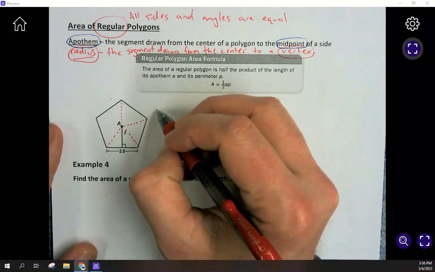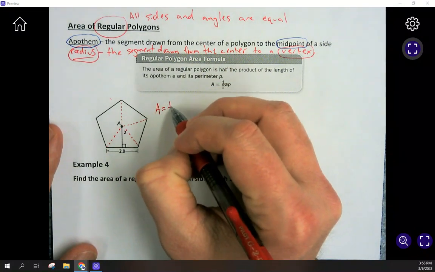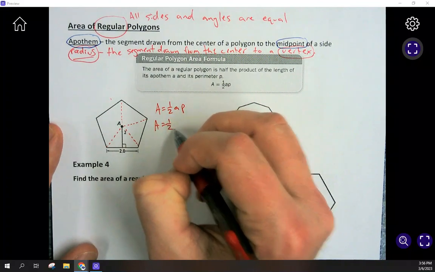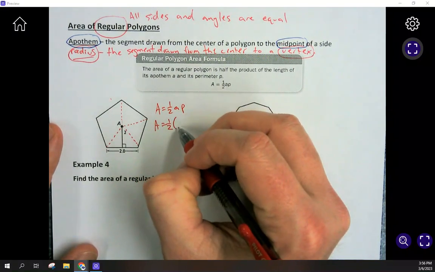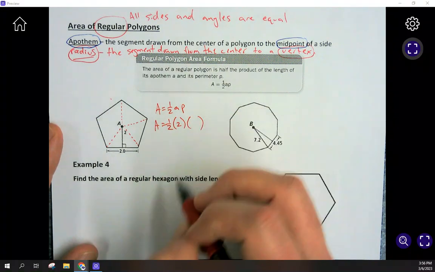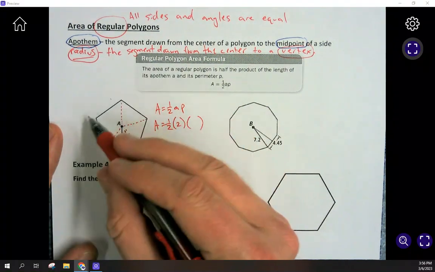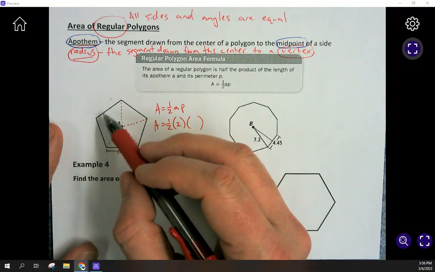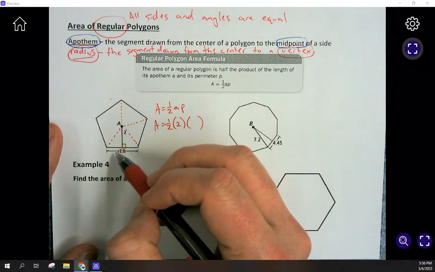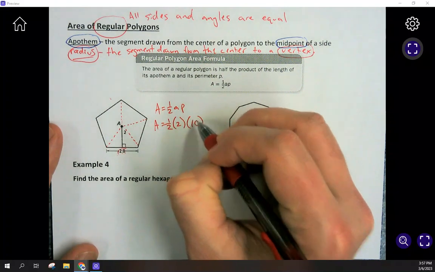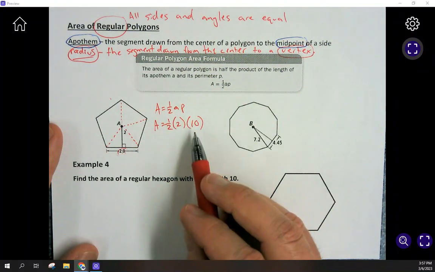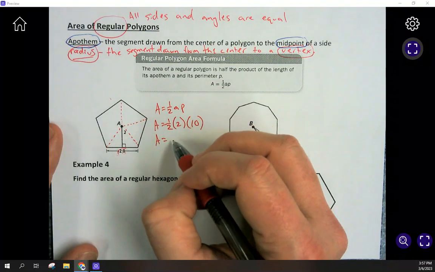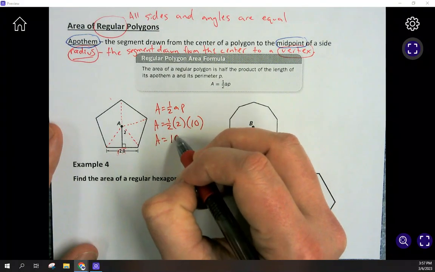So let's start off with this, just the real basics. 1/2, little a, little p. We've got pretty much all the information we need. The apothem was given to us, it's 2. And then the perimeter, you would have to add up all your sides. Be careful. Common mistake is people will just grab this number right here. And so I've got 5 sides. Each one is 2. 5 times 2 is 10. So perimeter is 10. 10 times 2 is 20. And you take half. And this is 10.